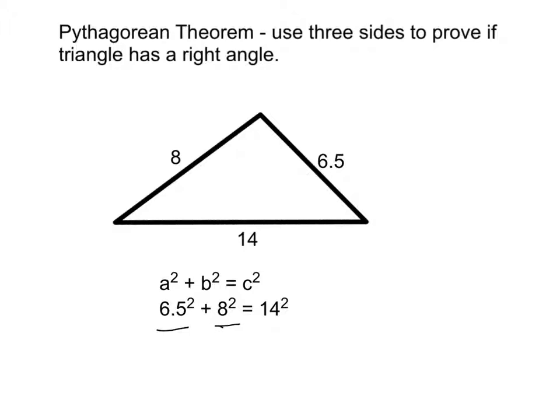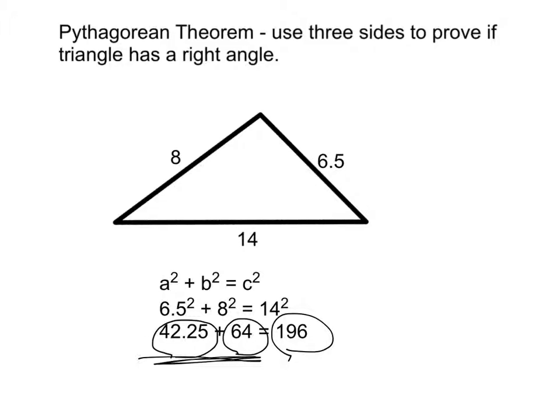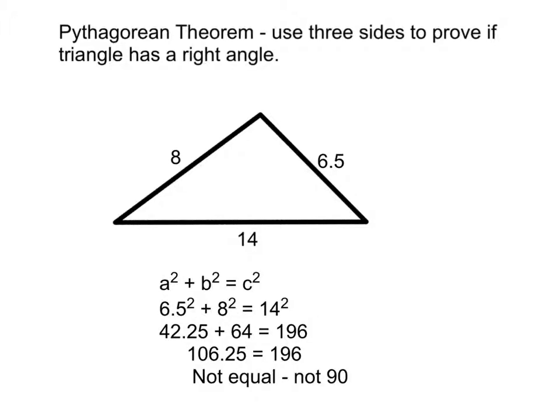6.5 squared plus 8 squared, equaling 14 squared. We're going to solve this problem and see if it is a true statement. 6.5 squared is 42.25. 8 squared is 64, and 14 squared is 196. We're going to add the two numbers on the left-hand side and see if they indeed have a sum of 196. When we add them, those two have a sum of 106.25, obviously not equal to 196. This means that this particular angle is not 90 degrees.